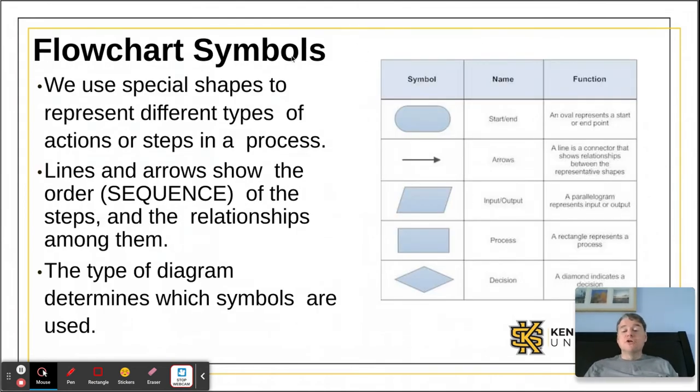Each part of a flowchart uses a specific symbol. This symbol at the beginning, the oval one, is the beginning and the end of the algorithm. The arrows are used to transition from one place to another, and they show the relationships between various different states. We have input and output, we have something that's processing, and we have something that's making a decision.